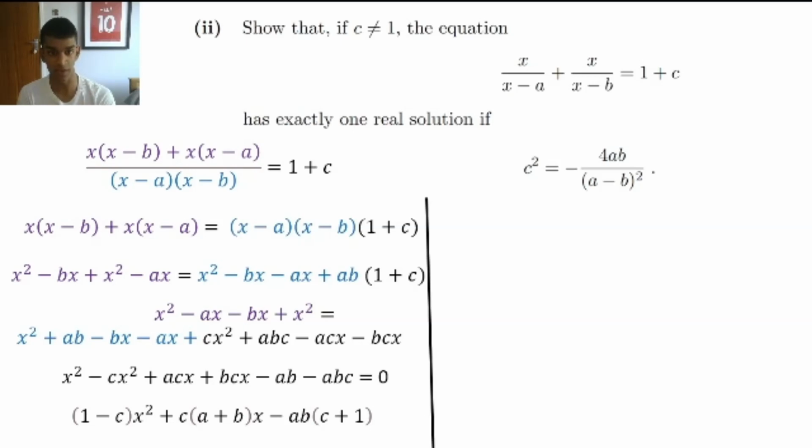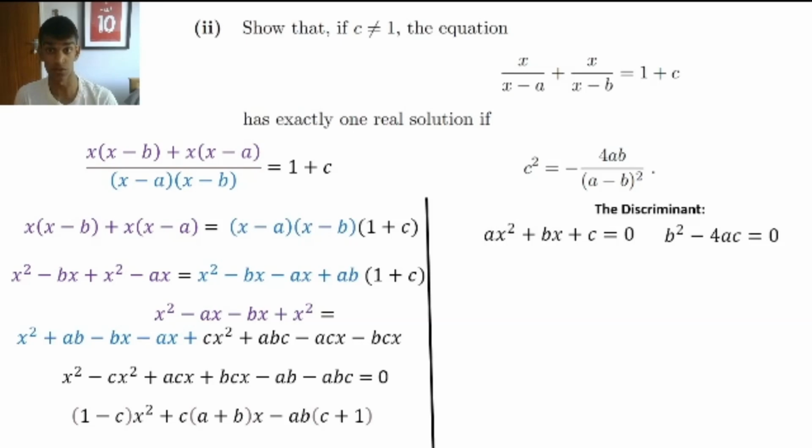So when we factorize x squared and negative cx squared, we get 1 minus c times x squared. Factorizing acx and bcx, we get c on the outside, a plus b on the inside, all multiplied by x again. And for simplicity, I have factorized minus ab and minus abc, which is quite self-explanatory.